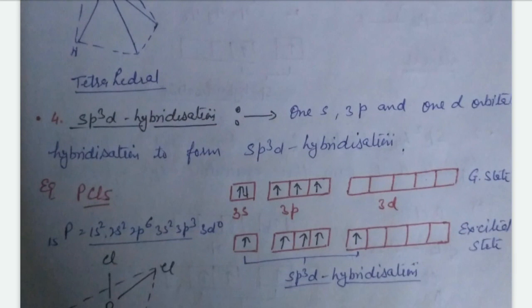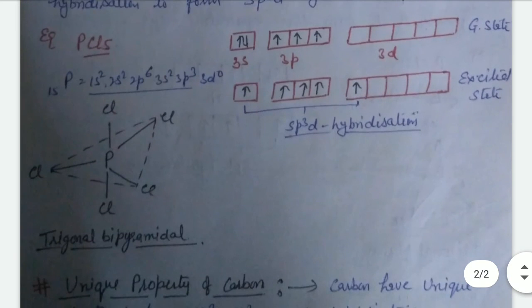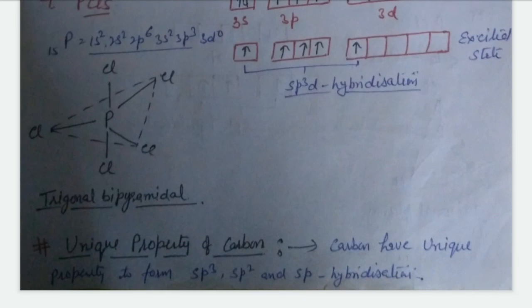sp3d hybridization: one s, three p and one d orbital are intermixed to form sp3d hybridization. For example, PCl5, phosphorus pentachloride. Phosphorus has atomic number 15. It has 3s2, 3p3 and 3d0. It means the d orbital is present but vacant. In the excited state, an s electron jumps into the d orbital and forms sp3d hybridization. It is trigonal bipyramidal.